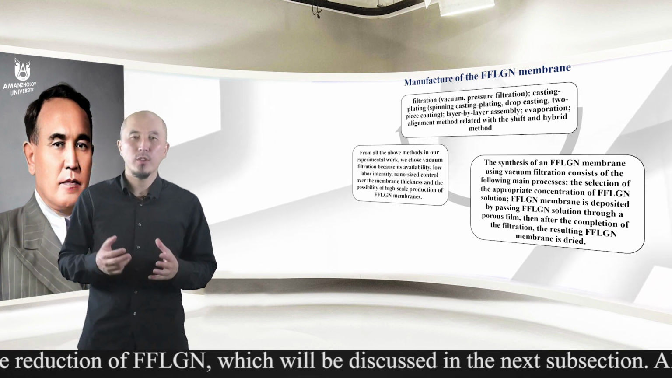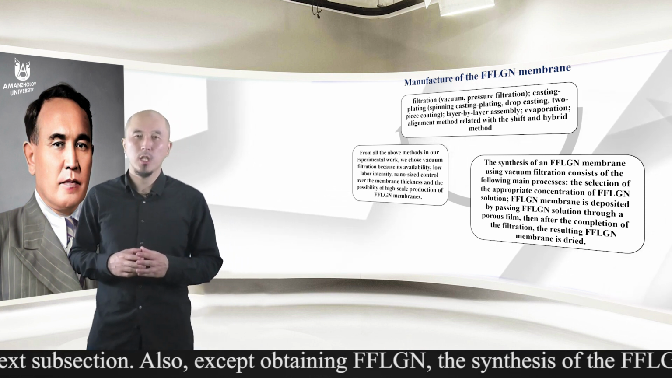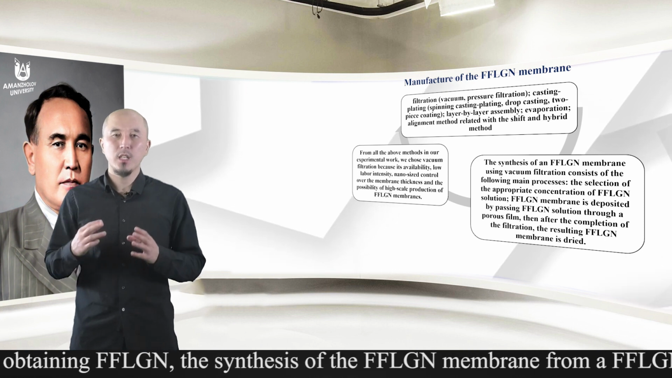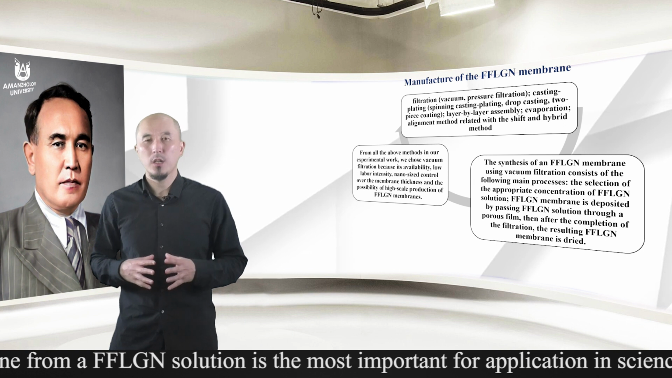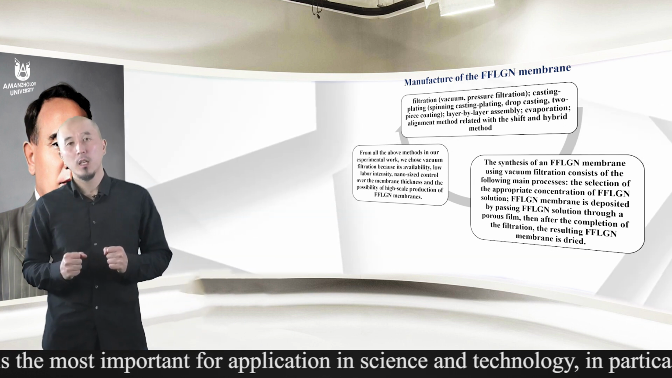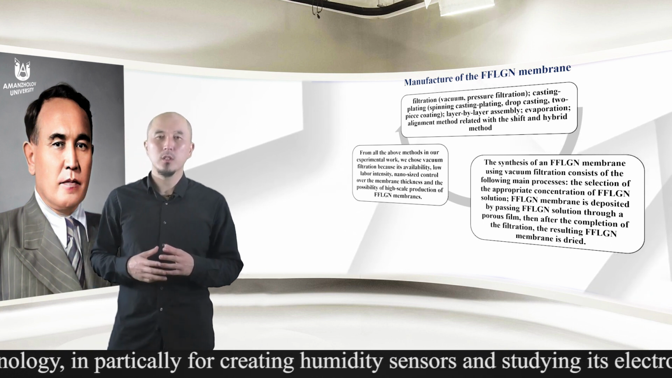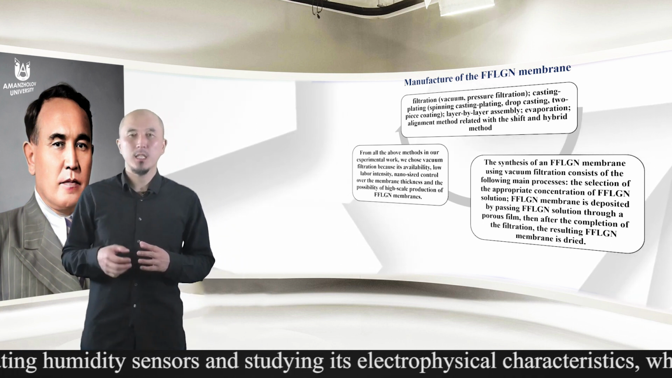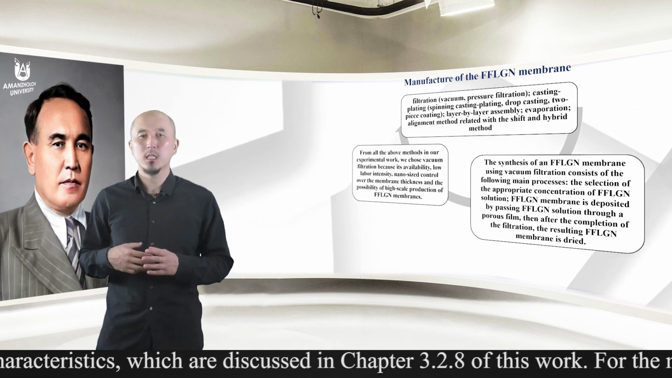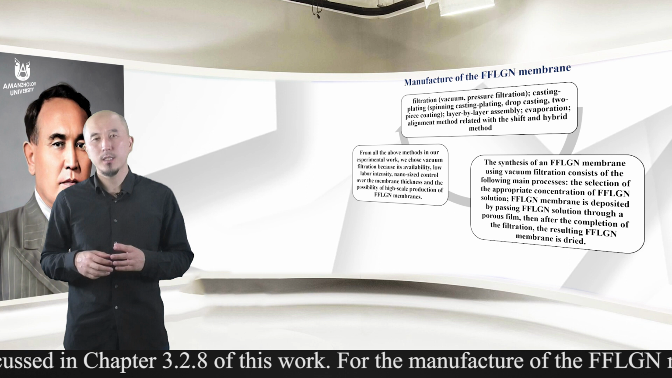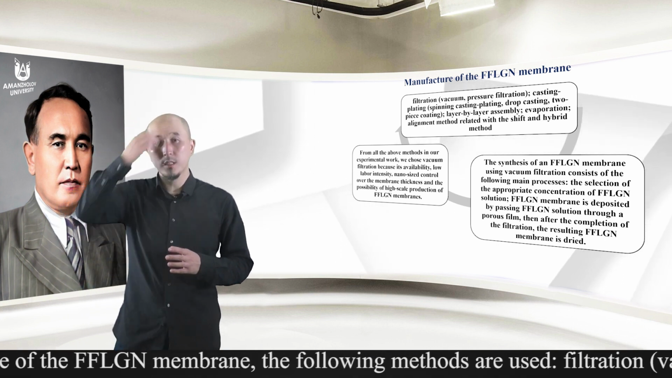In addition, one of the important processes in the study of FFLGN is the reduction of FFLGN, which will be discussed in the next subsections. Also, except for obtaining FFLGN, the synthesis of FFLGN membrane from FFLGN solution is the most important for application in science and technology, in particular for creating humidity sensors and studying its electrophysical characteristics, which are discussed.